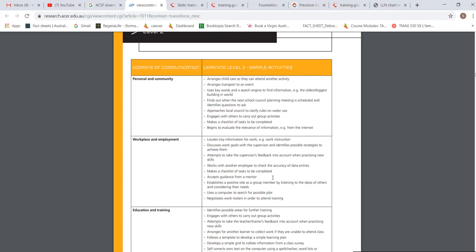All right, so there is absolutely no right or wrong in your decisions about what level it might be, but you need to be able to justify it.